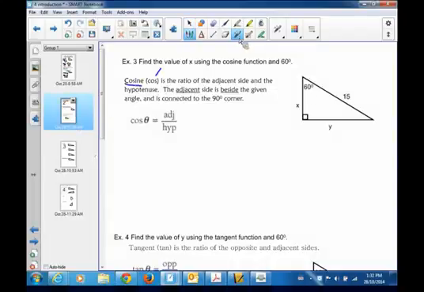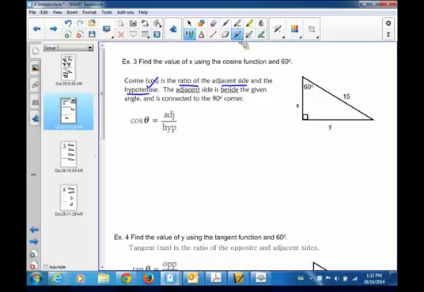Cosine, cos. It's not Costco or anything like that. It's not a Costco button. It's the cosine button, just abbreviated COS because you can't fit all the letters in. It's the ratio of the adjacent side and the hypotenuse. Now we know what the hypotenuse means. It's the side opposite 90.